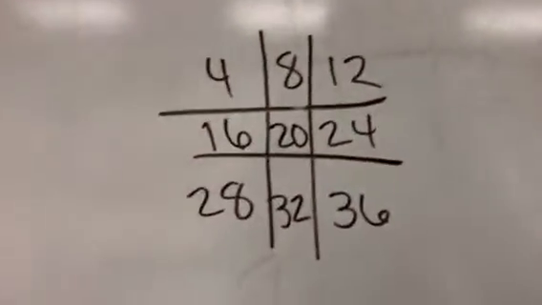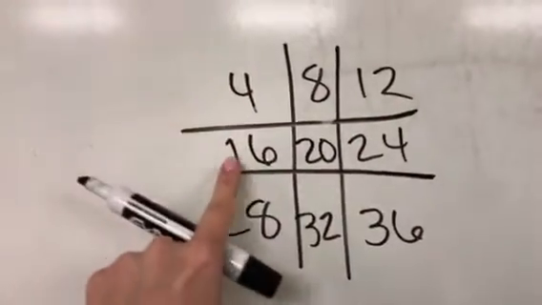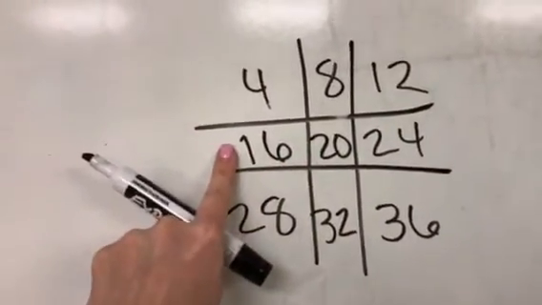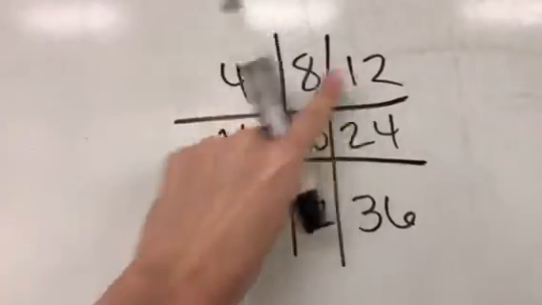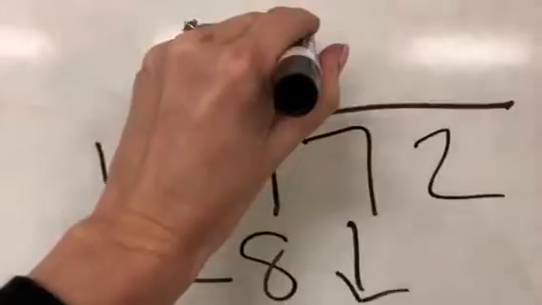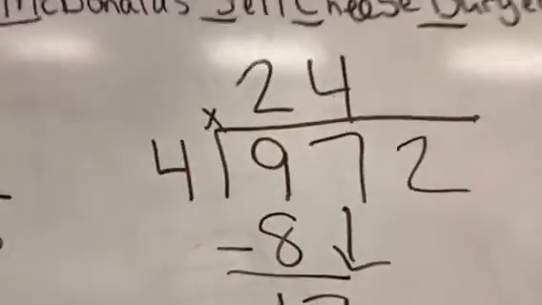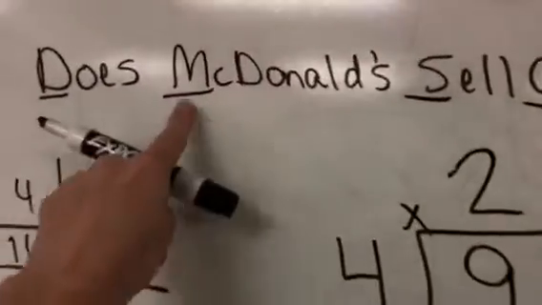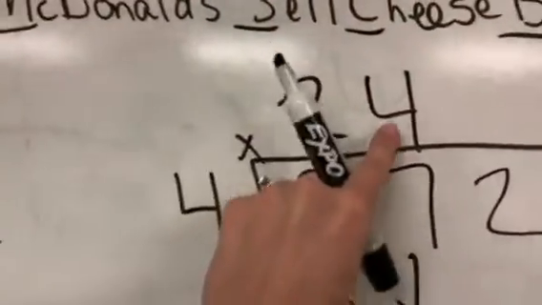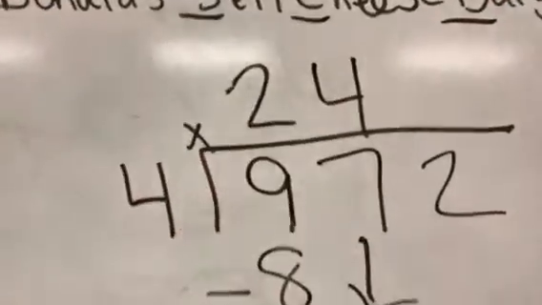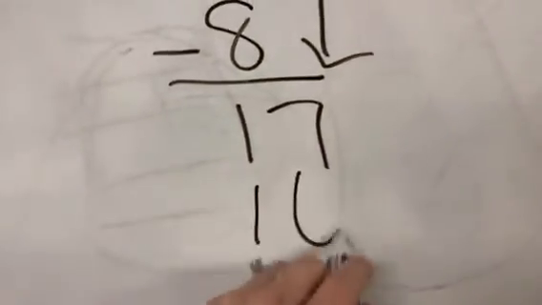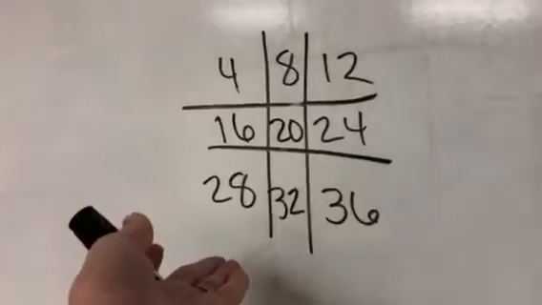So I'm going to look over here, and the closest I can get to 17 without going over would be 16, because 20 is too high. So that's 1, 2, 3, 4 times. So I'm going to put my 4 right here on top. And next, I'm going to multiply, and I always multiply with the number that I just wrote. 4 times my 4 is 16. And if I forgot, I've got this chart right here to help me. Pretty cool.